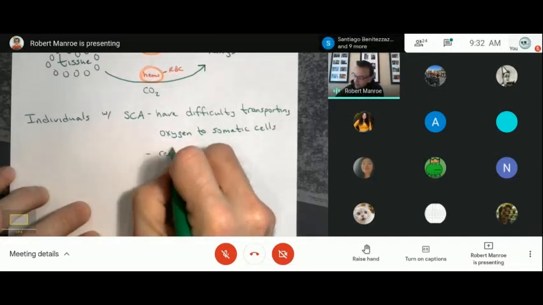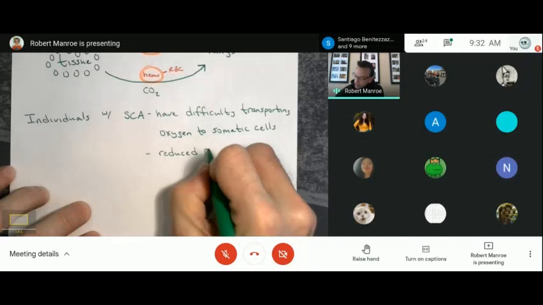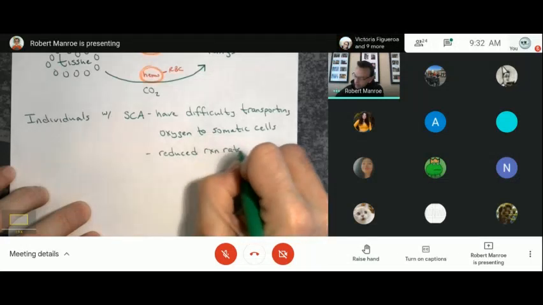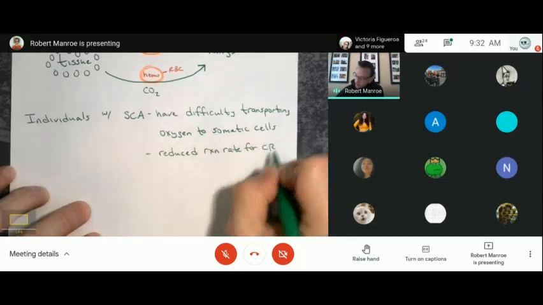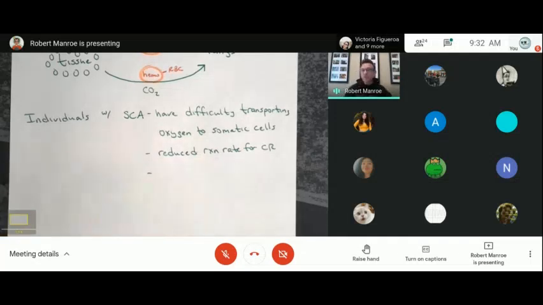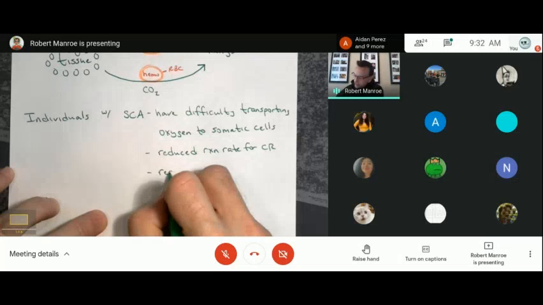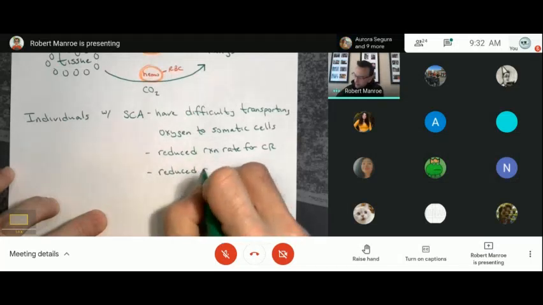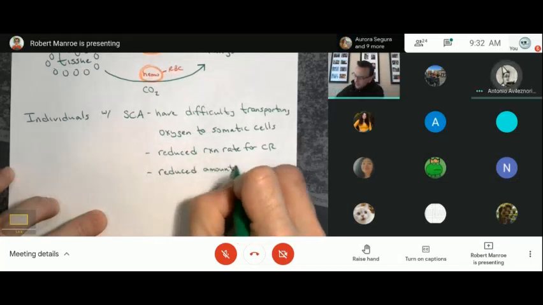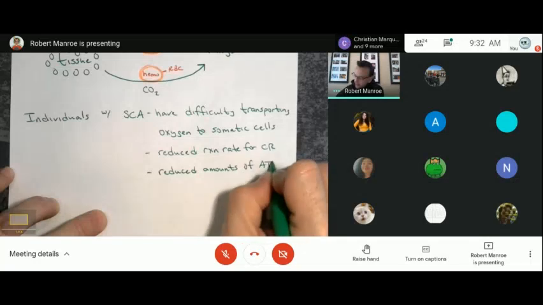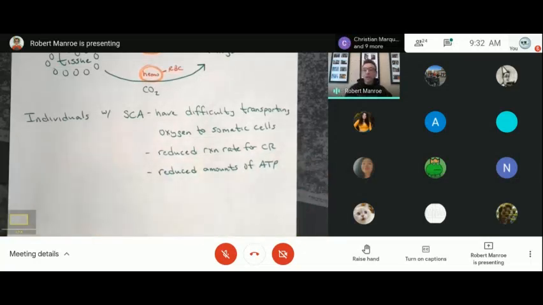So they have a reduced reaction rate for cellular respiration. Well, if they have a reduced reaction rate for cellular respiration, they have reduced amounts of what? ATP. And they suffer from low energy levels, literally. It's called malaise. And they're tired all the time, okay?